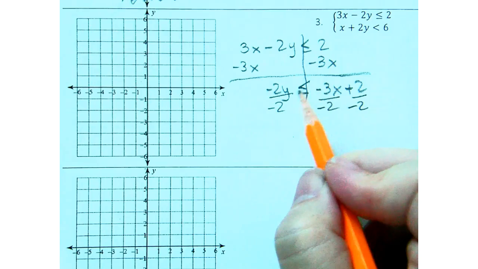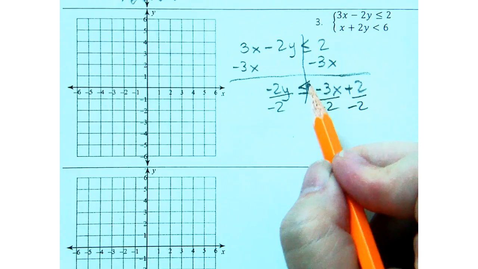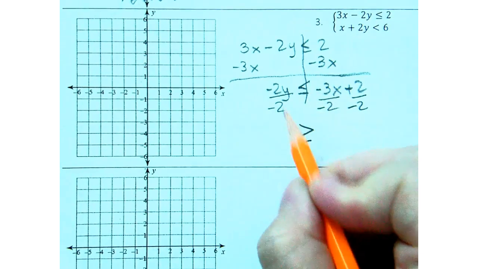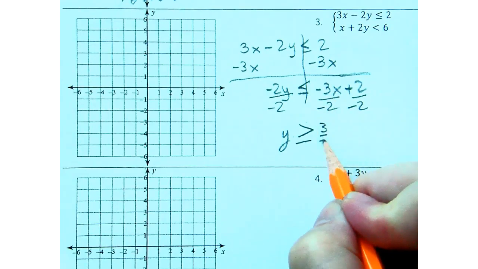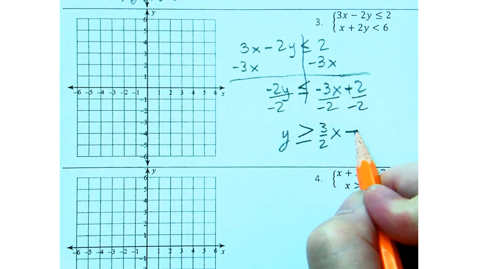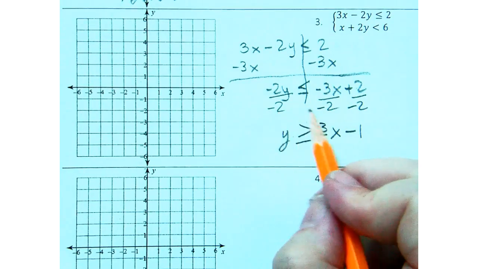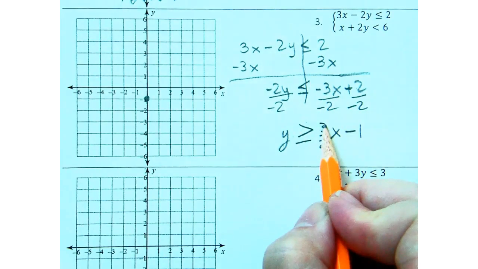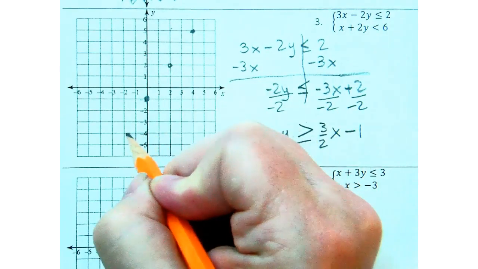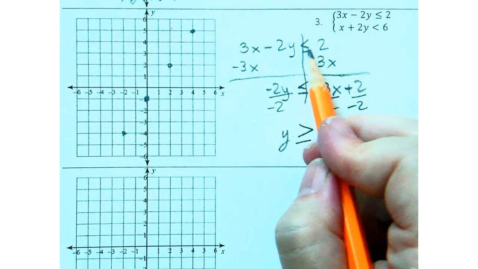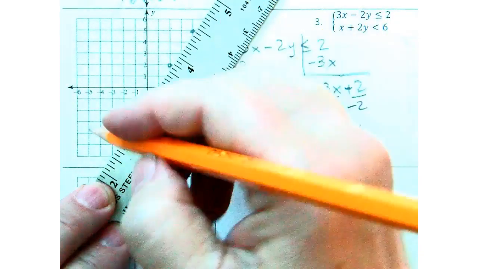Watch out right here. You need to turn the inequality around because we have divided by a negative. Whenever you divide by a negative, you need to turn the inequality around. Y is greater than or equal to positive 3/2 x minus 1. Graph this inequality. Start at -1, up 3, right 2. This one is a solid line because there's an or equals symbol under the inequality.